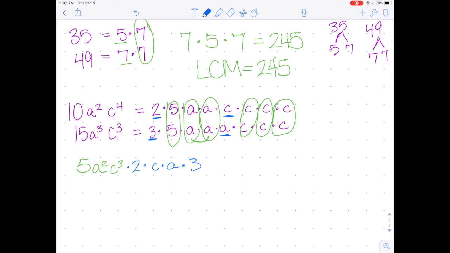So this is combining like terms. 5 times 2 times 3. 5 times 2 is 10, times 3 is 30. A squared times a is a cubed, because we add the exponents. And c cubed times c is c to the fourth, adding the exponents again. And that is all there is to it. You just have to write out each letter, find the pairs, and multiply by the leftovers.